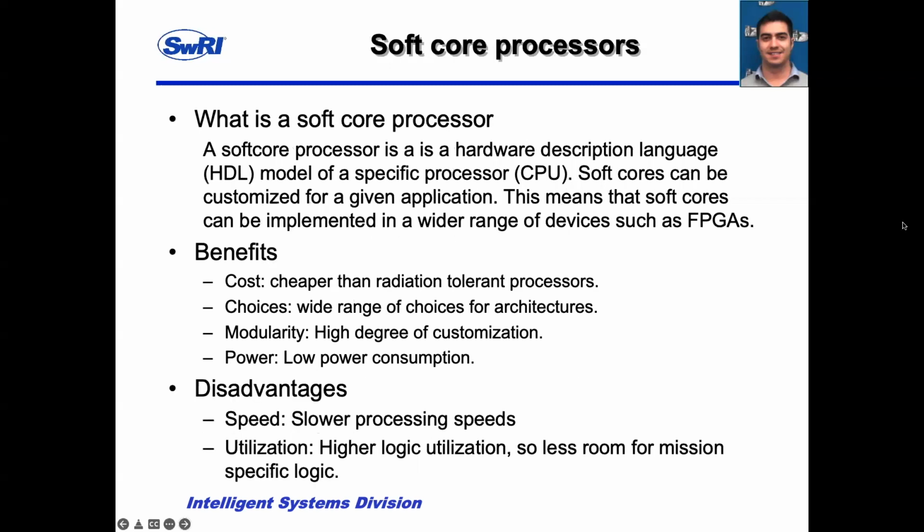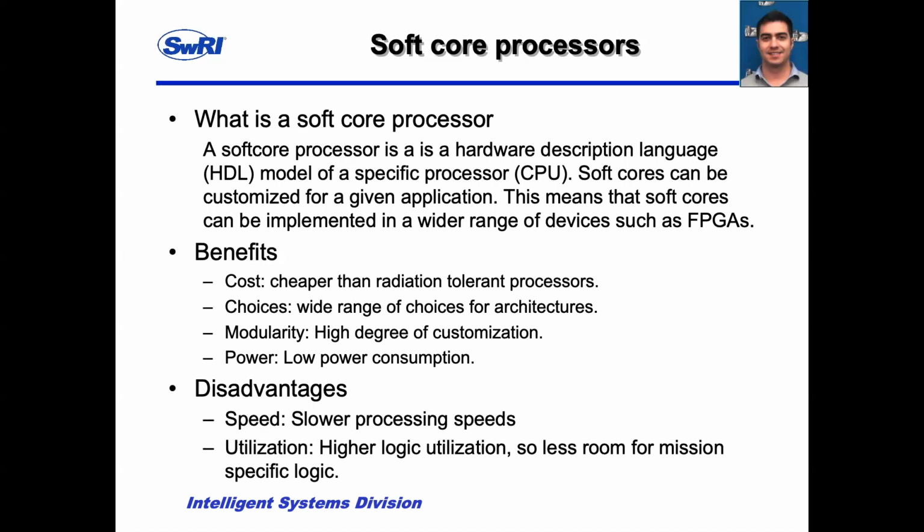So what is a soft-core processor? A soft-core processor is a hardware description language, HDL, model of a specific processor, a CPU. Soft cores can be customized for a given application. This means that soft cores can be implemented in a wider range of devices, such as FPGAs.